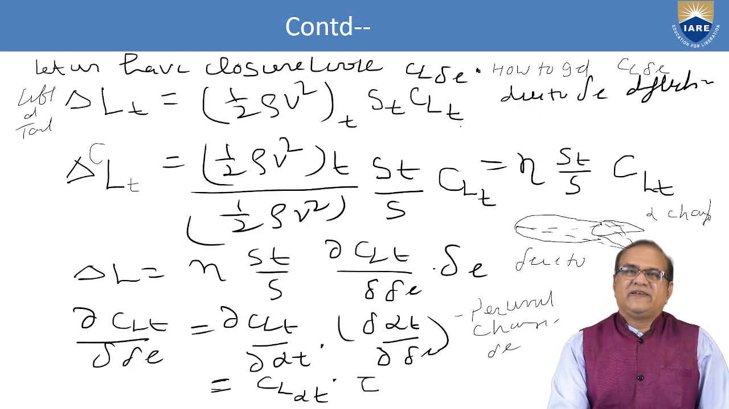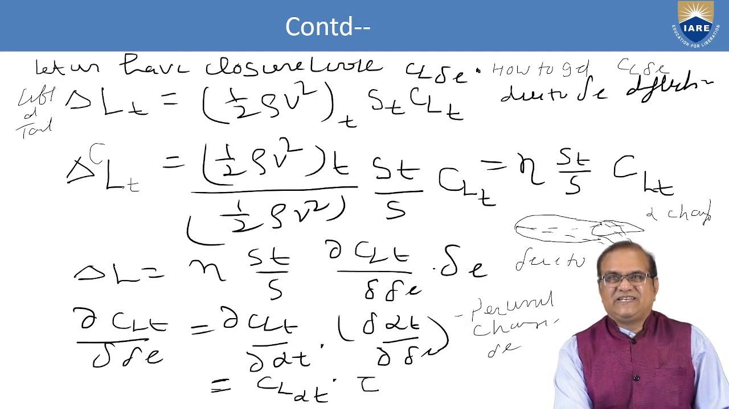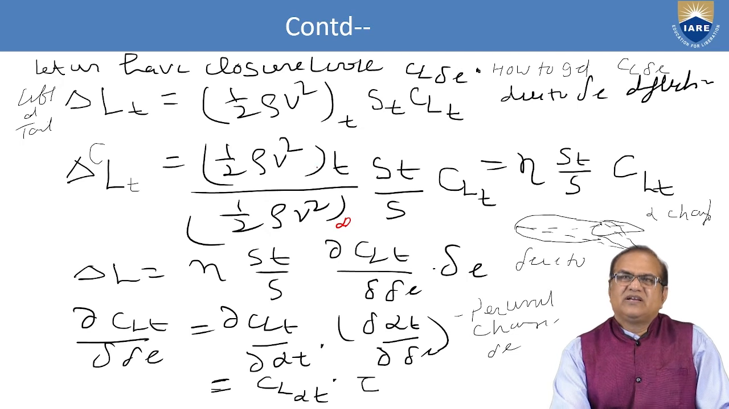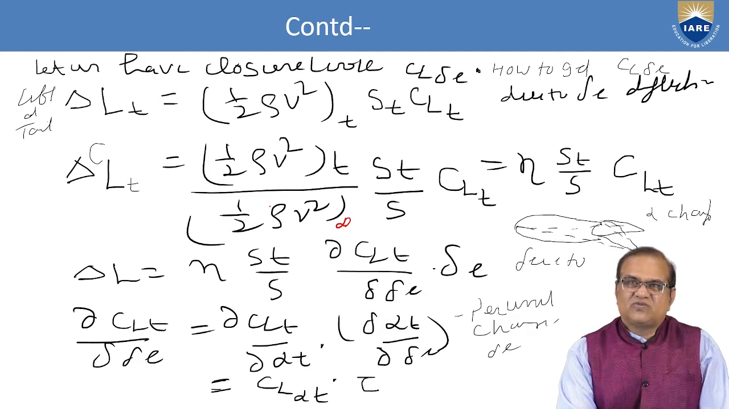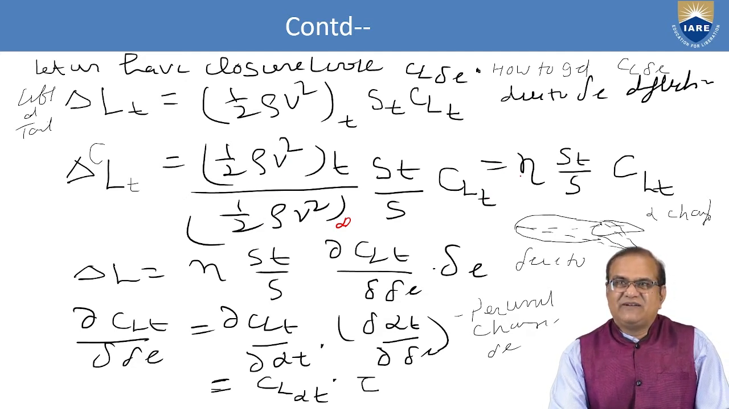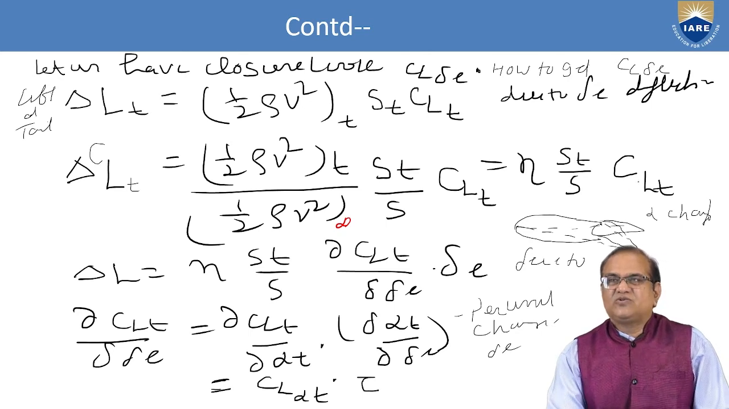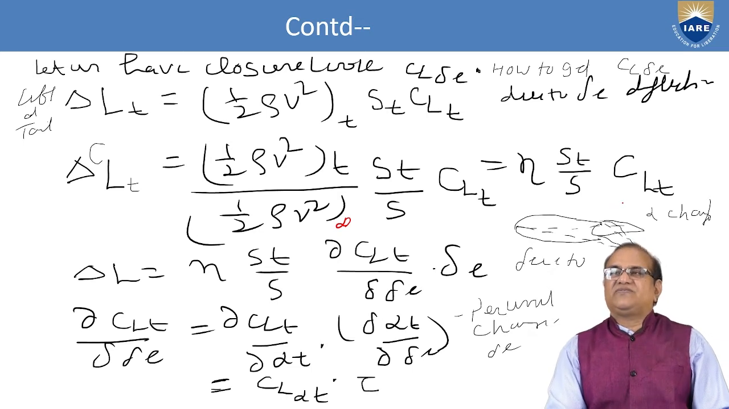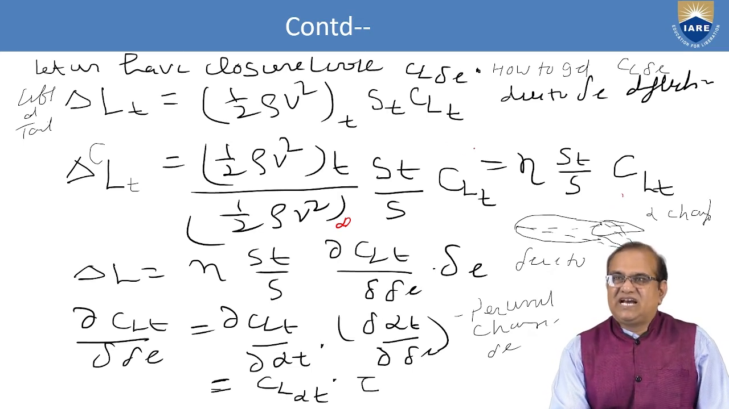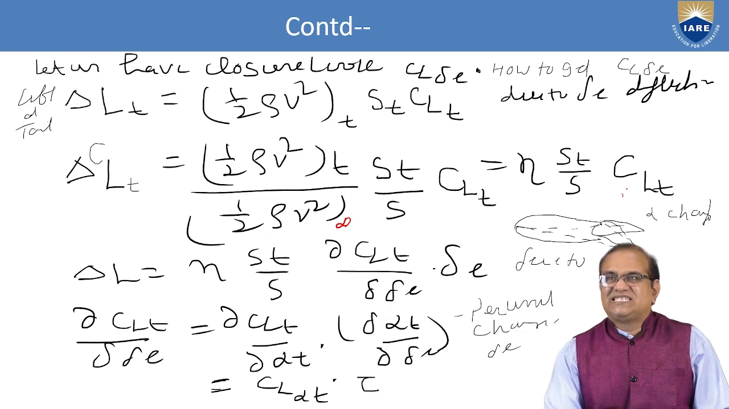Now, this delta CLT, we have to divide by half rho V square infinity, that is, of the wing. So here we get ST by S and CL alpha T. And half rho V square over half rho V square is neta. And here ST by S into CLT. So we got the equation for the coefficient of lift of the tail, and this equation is neta ST by S CL alpha T.